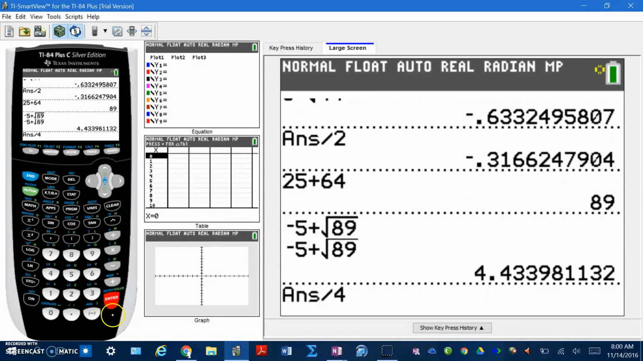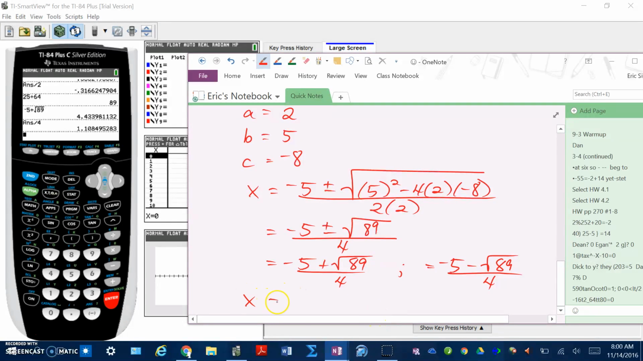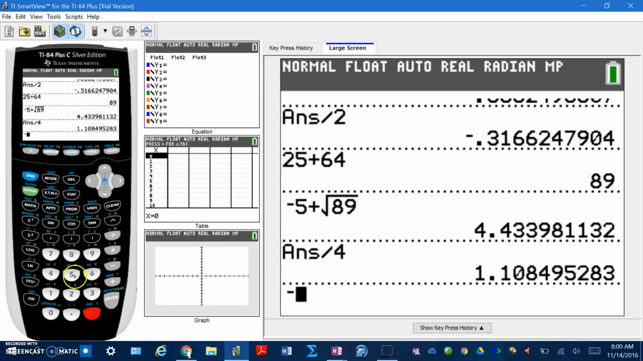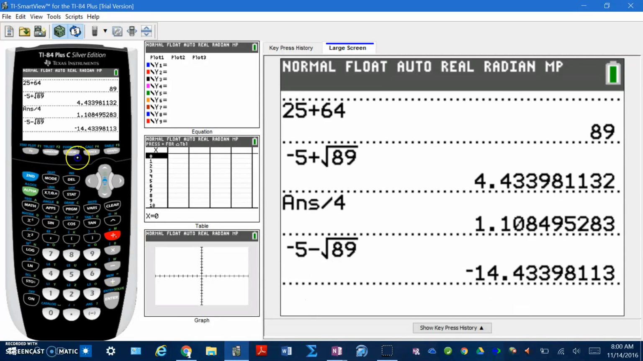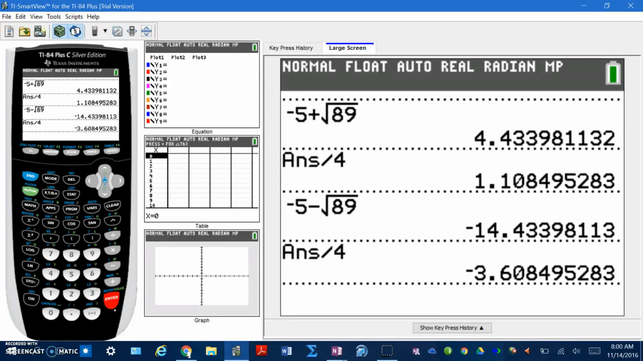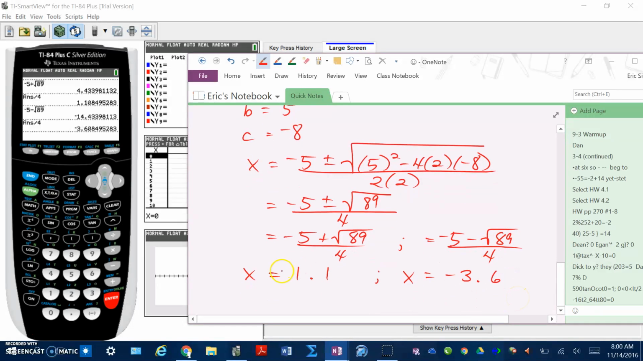So we've got here 1.1. That's the first solution, rounded to the nearest tenth place. And then our next solution, negative 5 minus root 89, and that then divided by 4, negative 3.6. Really, that's it. We saw, obviously, in the example problem that we could, in fact, have answers that are irrational, and this is also that particular type of result.